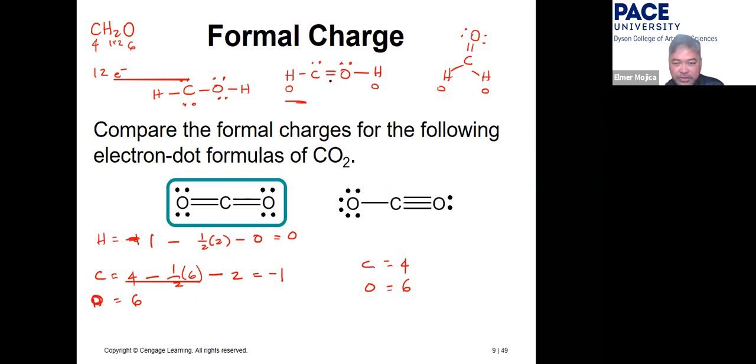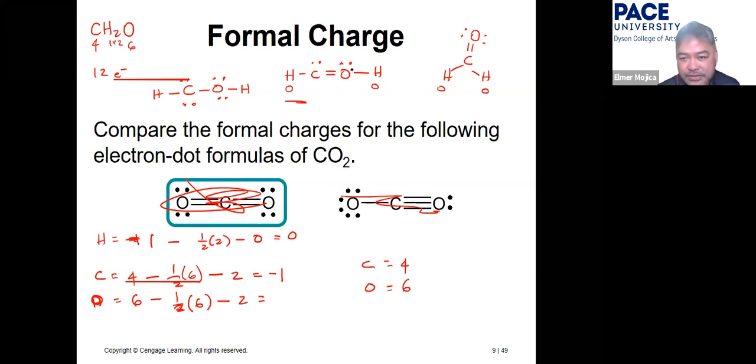And in terms of the oxygen here, so that's not the one. So we have 6 minus 1/2 of 3 bonding pairs. That's 6 electrons there, and 2 electrons in a lone pair. So that will give you what? +1, right? So this is a +1, and this is a -1.